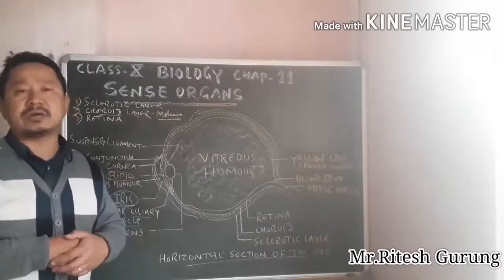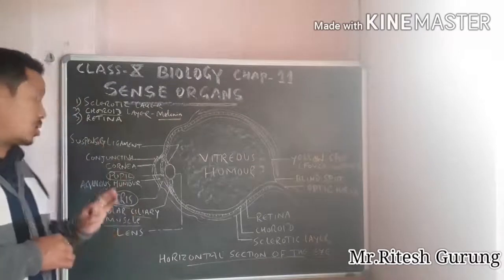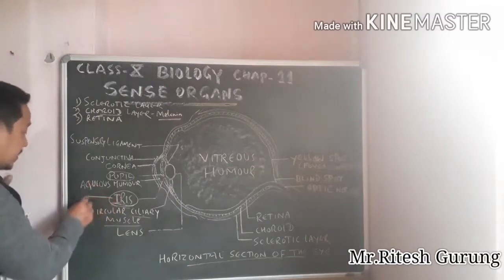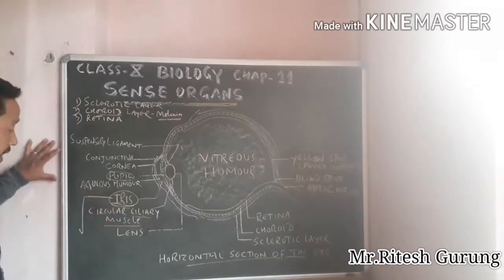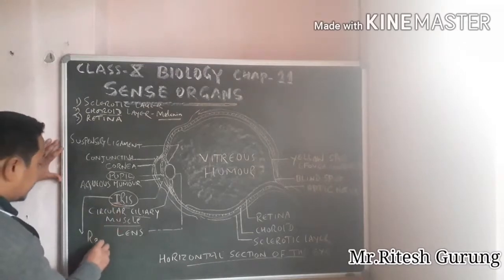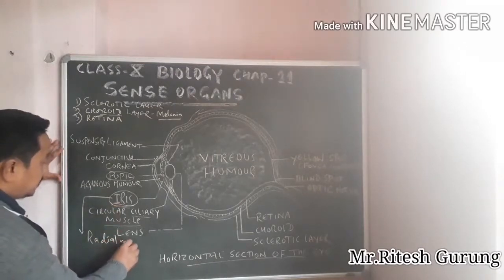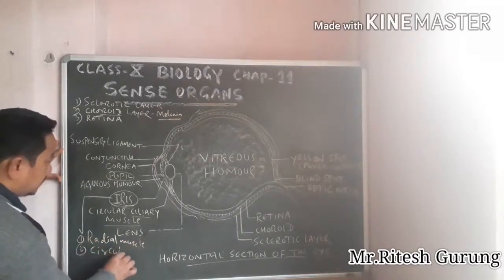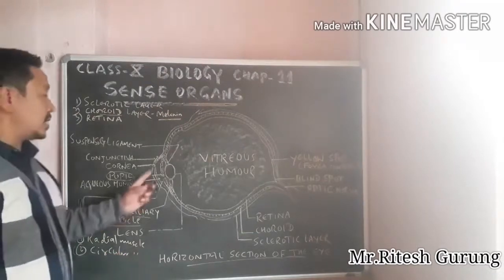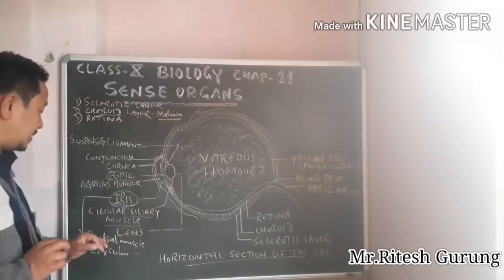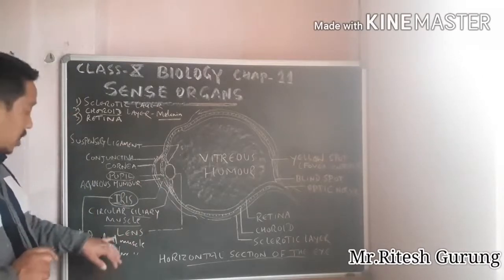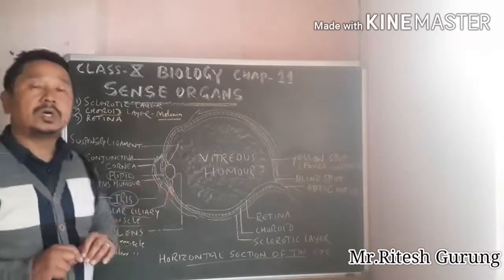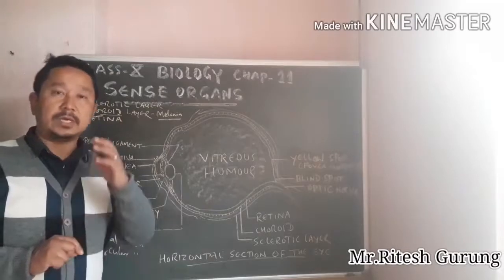This pupil is sometimes dilated and constricted under the control of the muscles present in the iris, which means the iris contains two types of muscles. They are the radial muscle and the circular muscle. So the iris contains two different types of muscles: radial muscles and circular muscles. The radial muscle widens the pupil.